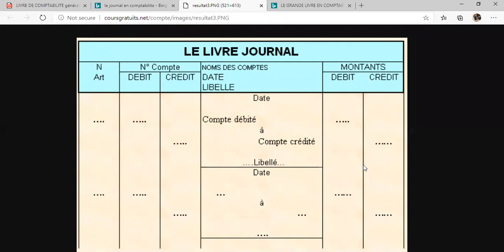And what happens? Excuse me? Could you kindly explain the first debit and credit column? Of which one? Of which main column? The debit and credit, the N compte. N compte. Okay, numéro de compte.